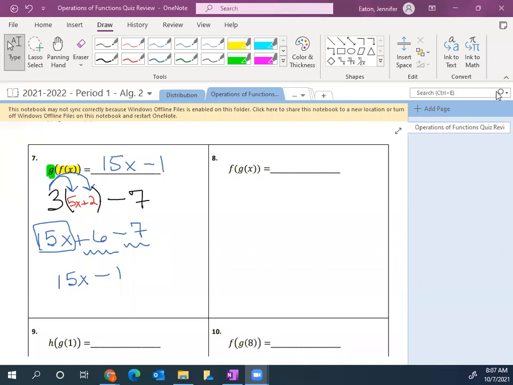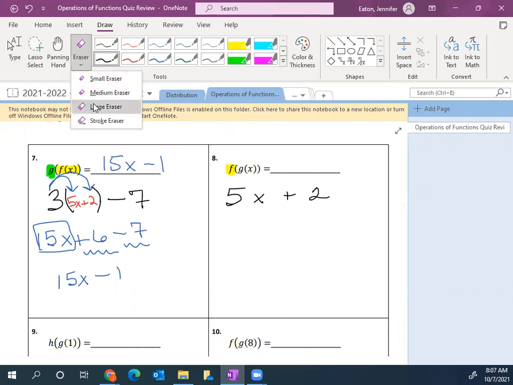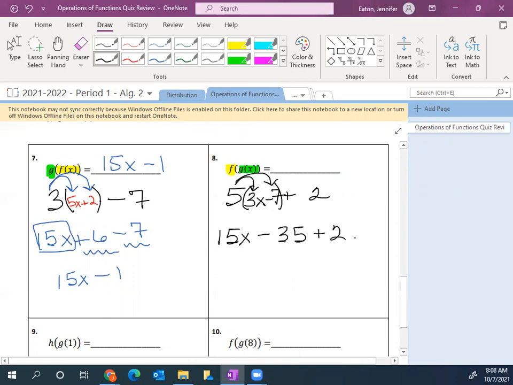Okay, so the next problem, what is my outer letter here? F. So we're going to write my F equation, which is 5x plus 2. And I'm extra checking. That's a plus 2. So we have 5x plus 2. So I'm going to erase that x. I'm going to put a parentheses in its place. Inside the parentheses goes the g of x, and the g of x equation is 3x minus 7. So we distribute the 5. 5 times 3 is 15x, and 5 times minus 7 is negative 35. And then I bring down that plus 2 that's hanging out on the outside of the parentheses.